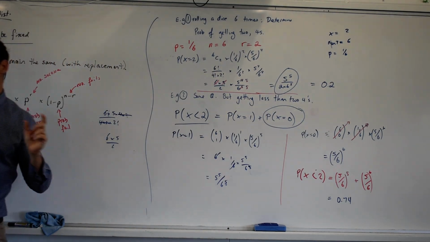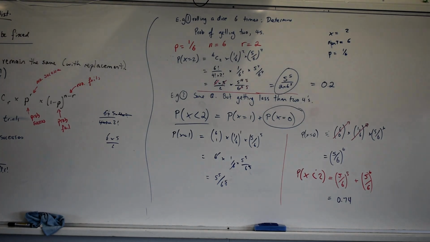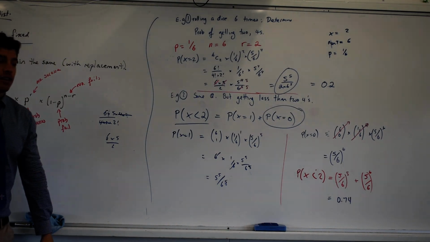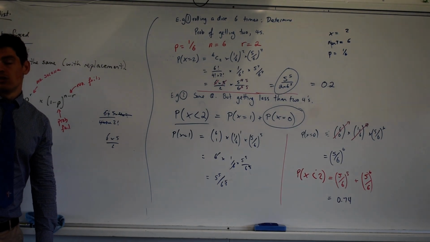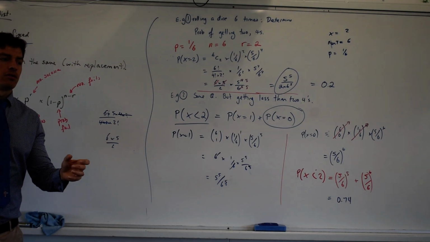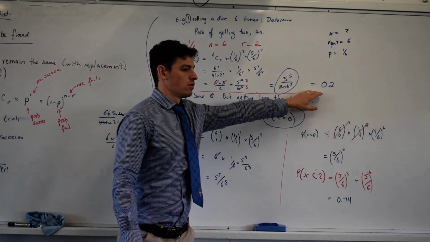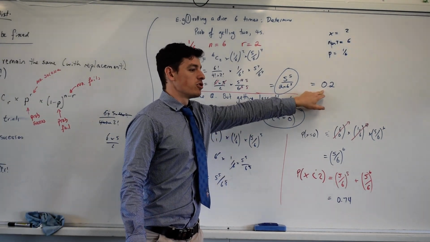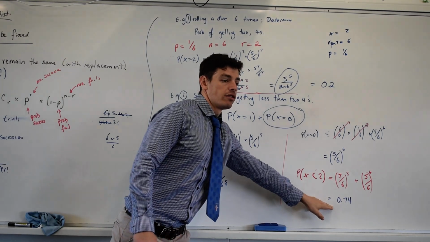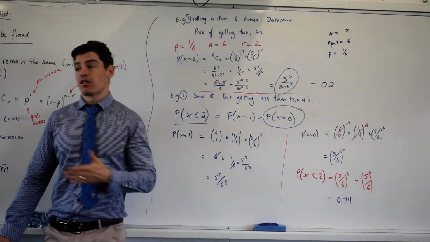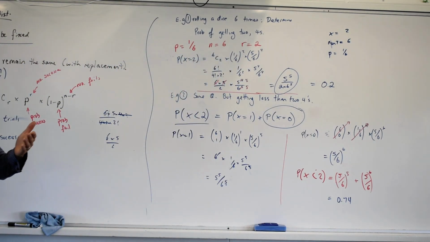What can you tell me about the likelihood of there being 3 or more? It will be what? 0. What was this one? 0.2. This one was 0.2, correct? And this one was 0.74. So the probability of being 3 or more would be 0.06.